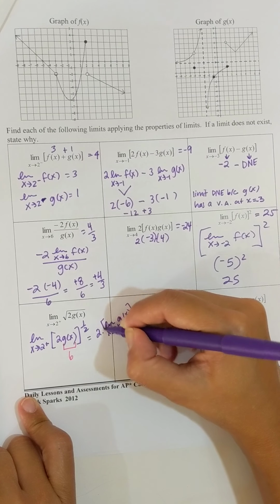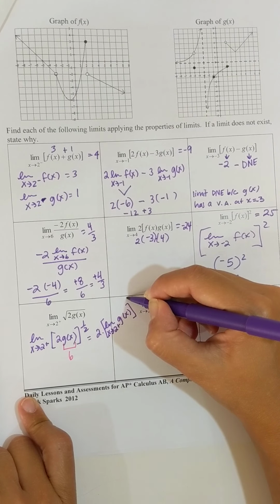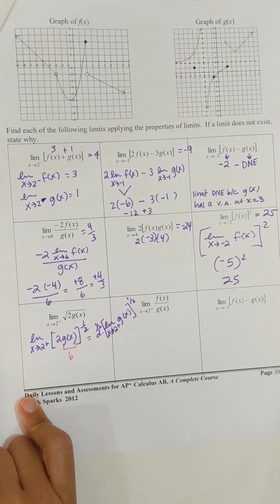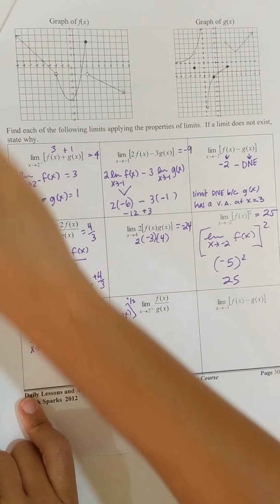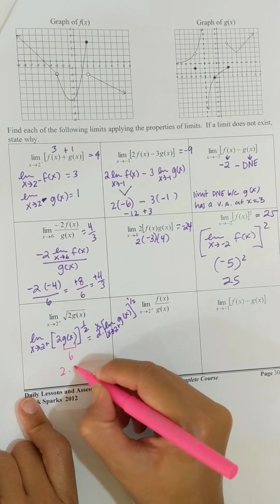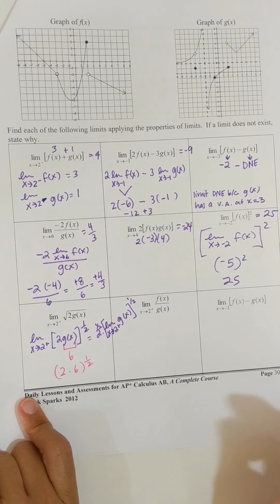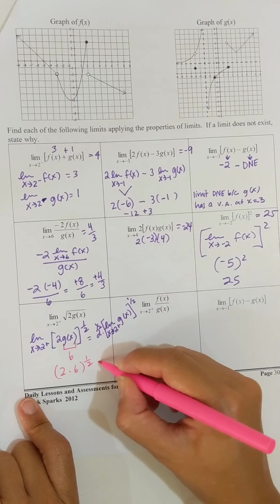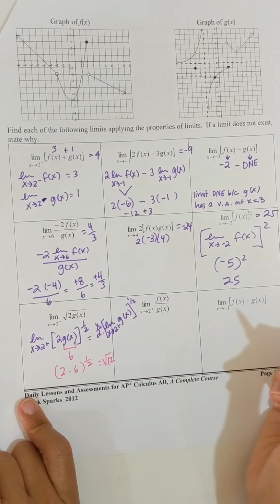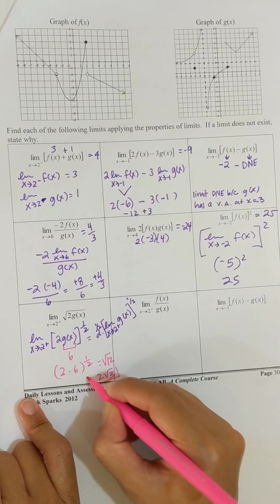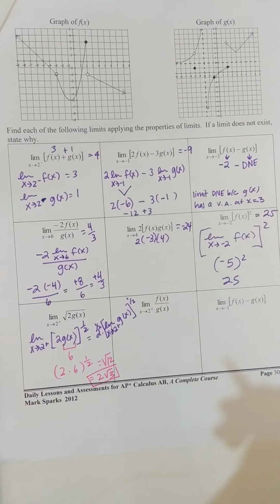This is all to the 1/2. But we also took that 2 out, so it's also to the 1/2, right? So you can put the brackets around the whole thing. But I'm basically dealing with this 2 times this 6, and I'm square rooting it, which ends up being the square root of 12, which, if you remember, you can simplify into 2√3. So that's the answer for that one.